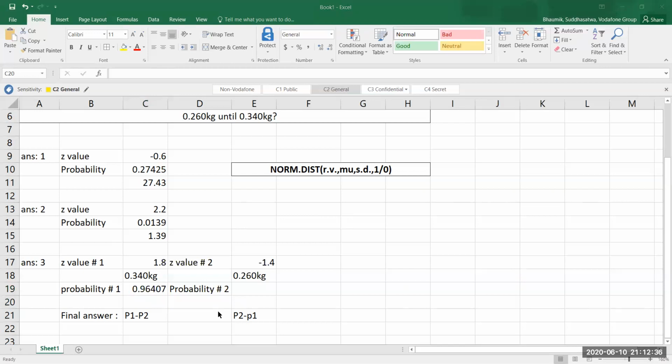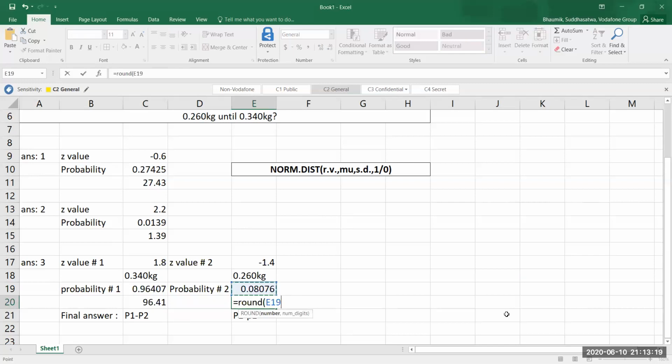Okay, this is 96.41 approximately, you can say. What about this norm.s.dist? Again, I take the z value, which is minus 1.4, and I say this is 1. Right? If I do that, then I get this. Is this the right thing that I have done? 0.80. Yes, this is the right thing. So this comes up to 8%, right? This is approximate.